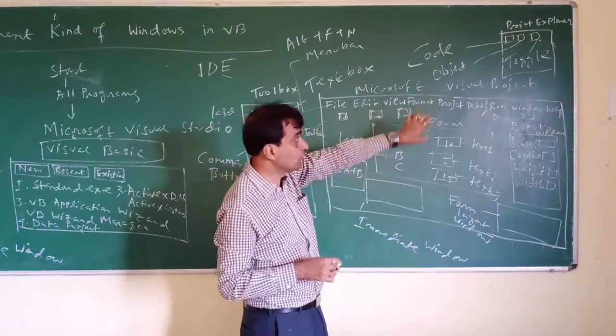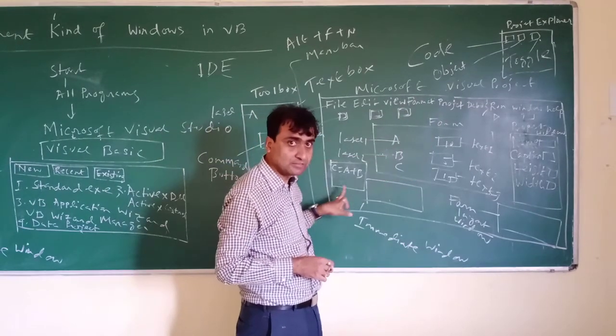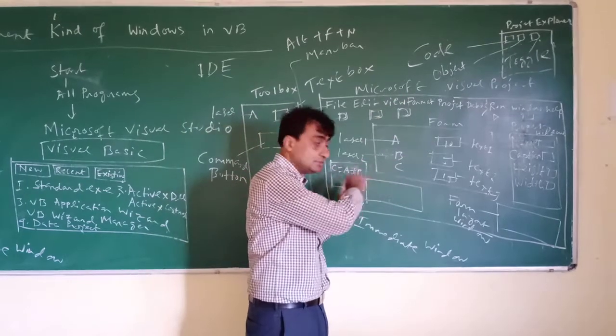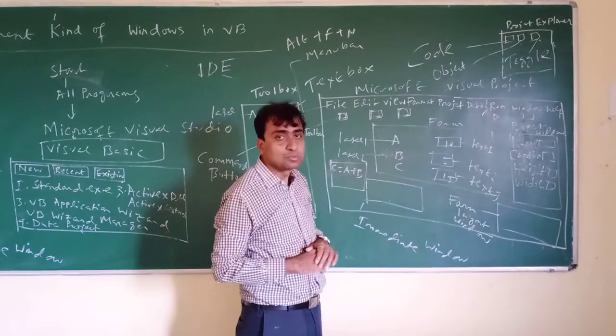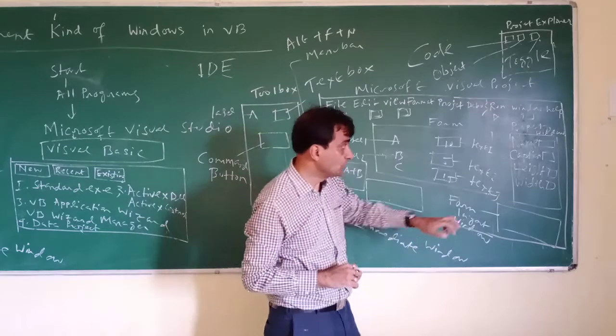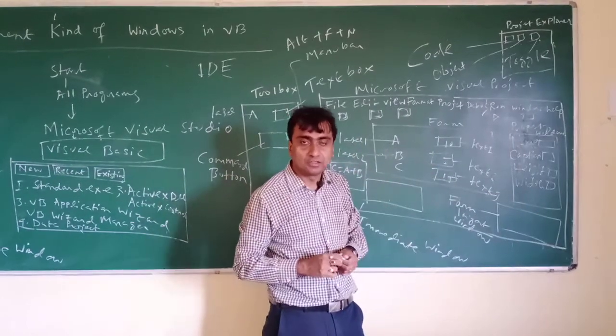Now, Project Explorer is mainly used for this: the design and the coding. That's what code is there and object is there, and toggle switches over. So this is your Form and Project Explorer. Next window is what? Next window is the property window.